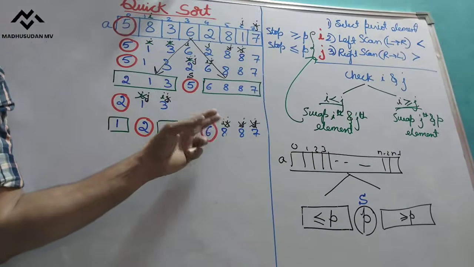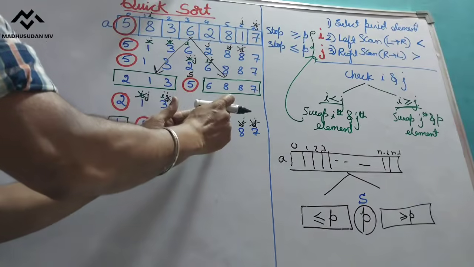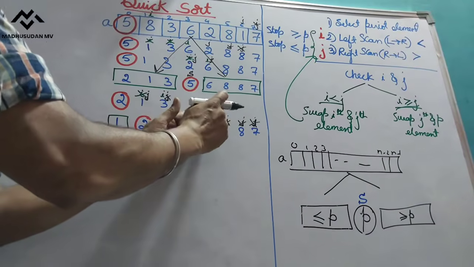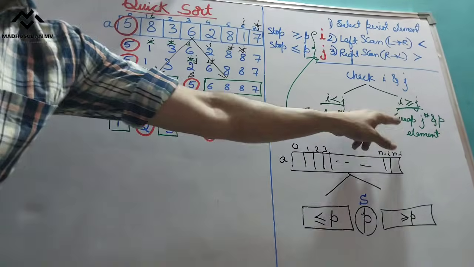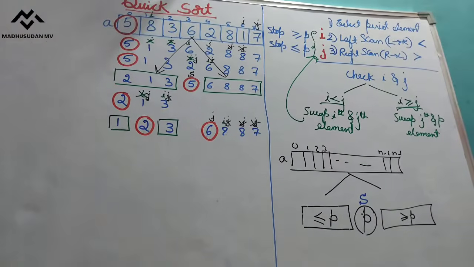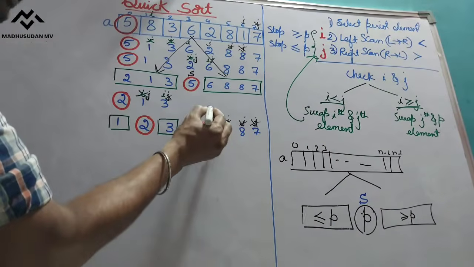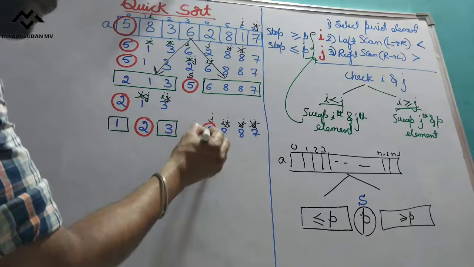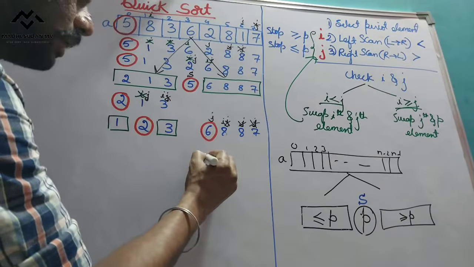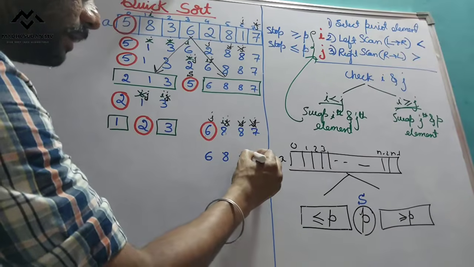After stopping the right scan, check i and j. See, i and j crossed each other, or i is greater than j. i is ahead of j. So we need to swap the jth and pivot element. Here the jth element is 6 and the pivot element is also 6. So I am swapping 6 with 6 only. So I got 6, 8, 8, 7.